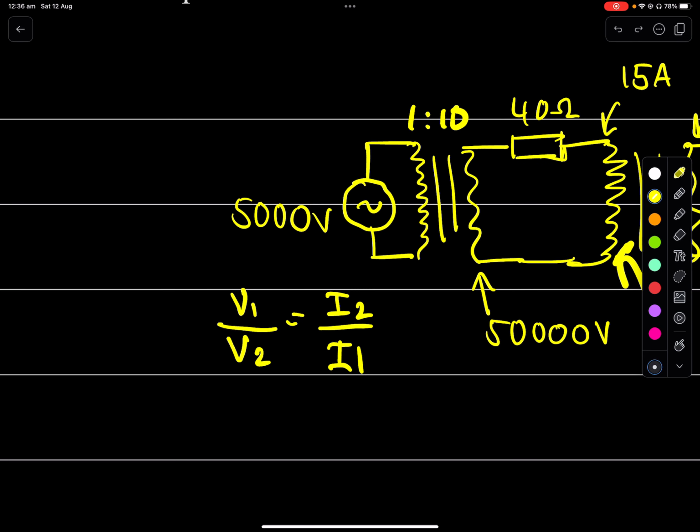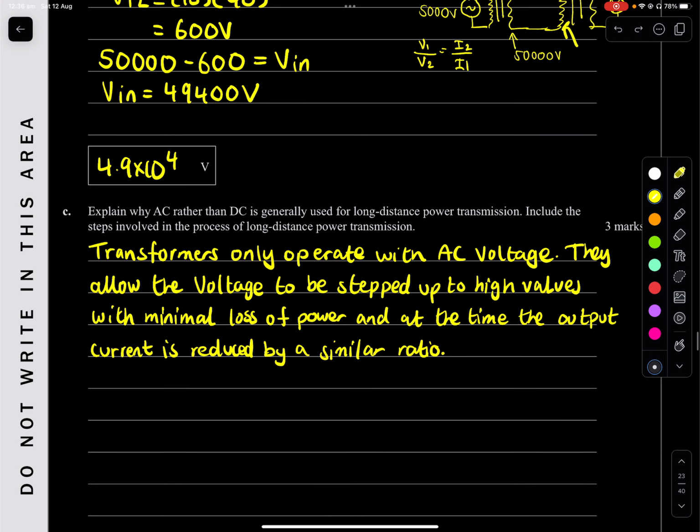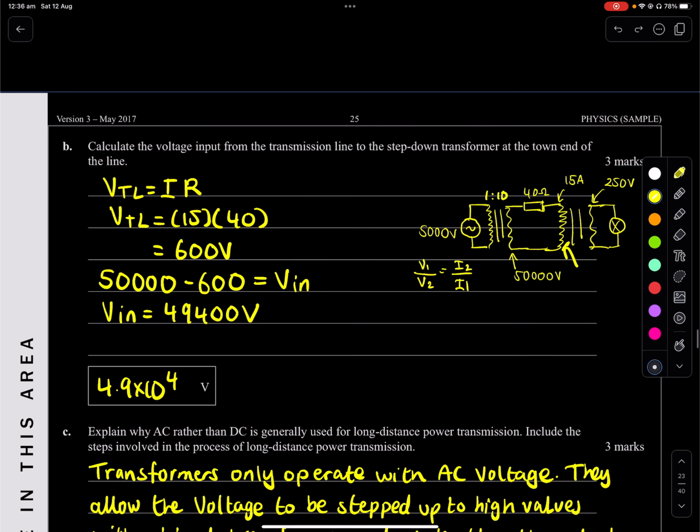So let's say if we wanted to increase the output voltage, this voltage over here, what we would normally do is step it up. But the problem is, if we step it up, the current will become smaller because it's inversely proportional. So that's what we're saying here. It's a similar ratio, but it's reduced because it's inversely proportional.